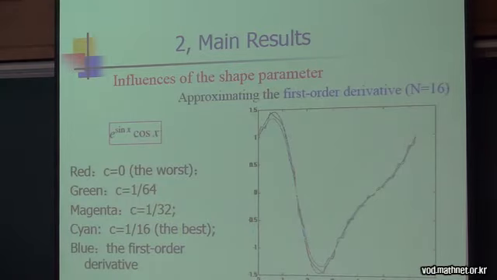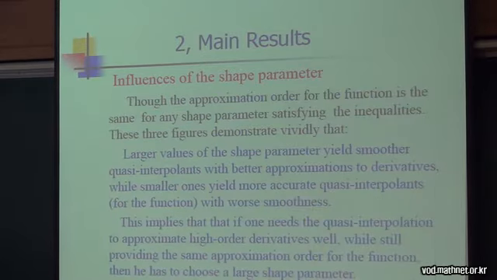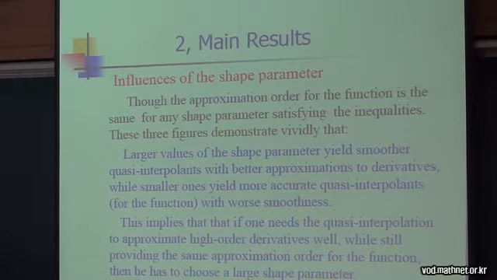Here, the largest shape parameter gives the best approximation to the first order derivative, while in this figure it gives the best approximation to the second order derivative. Larger shape parameters yield more accurate co-interpolants for the derivatives. However, a smaller one, as we see in the first figure, will yield more accurate co-interpolants for the function.